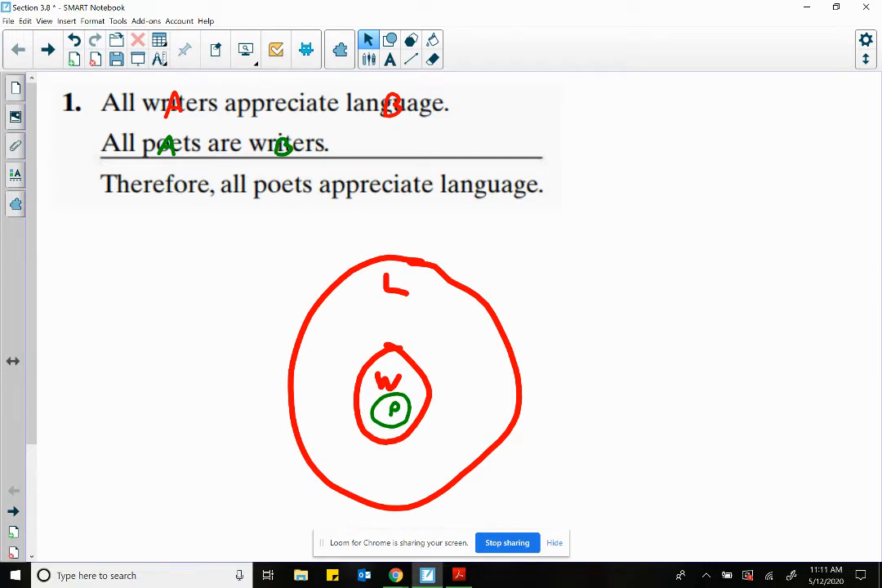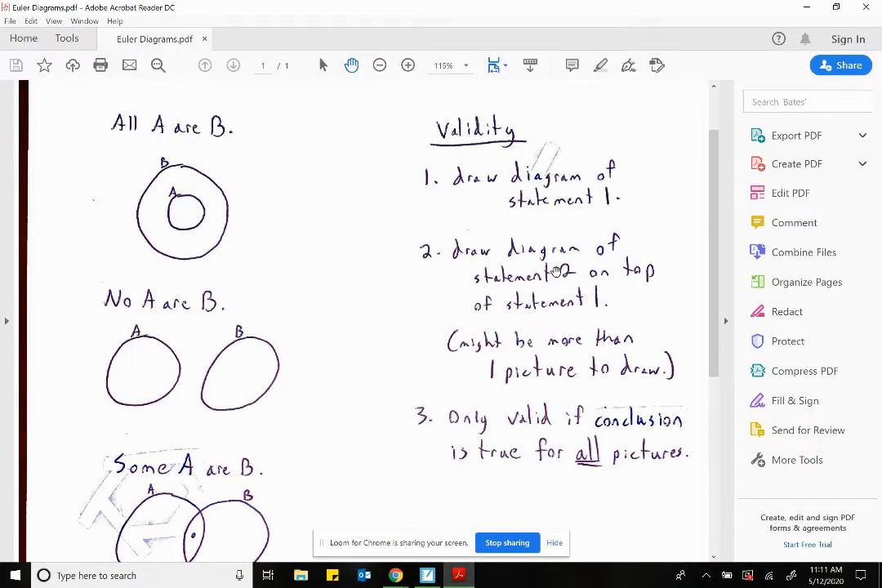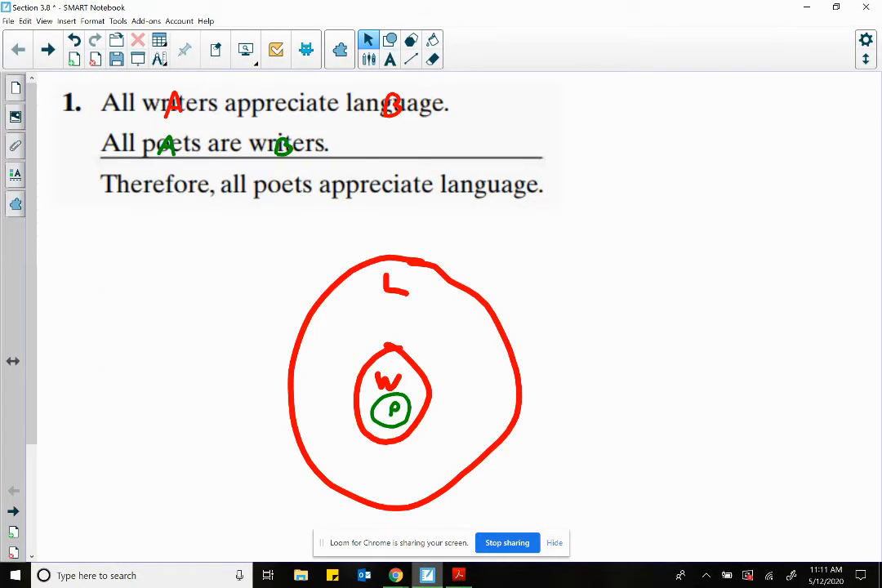This is what it looks like, where we take our second statement and we work it into our first picture. That's what this is all about. You're going to take that second statement and you're going to work it into that first diagram. Okay? Now, this is where we do step 3. Step 3 says it's only valid if the conclusion is true for all pictures. Okay? So we're not going to draw anything new, but we want to see, does this conclusion here, all poets appreciate language, is that valid in this picture?